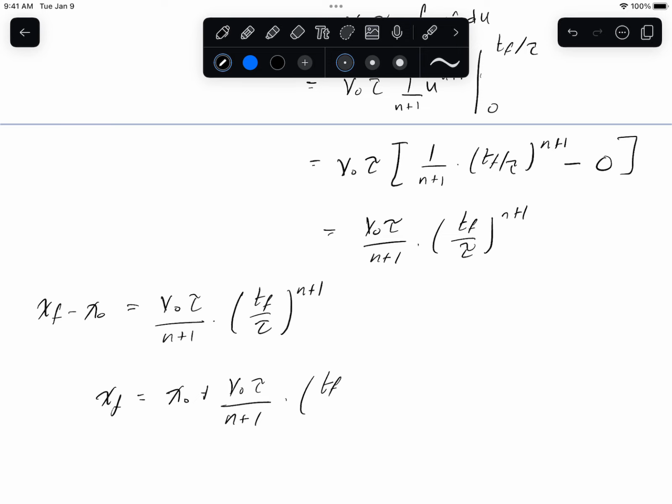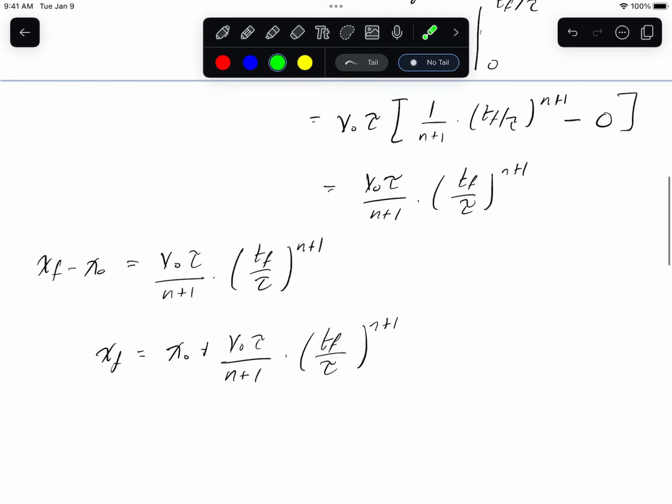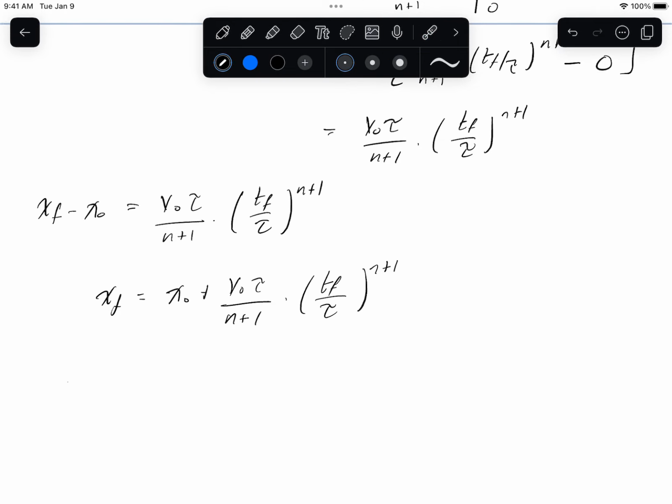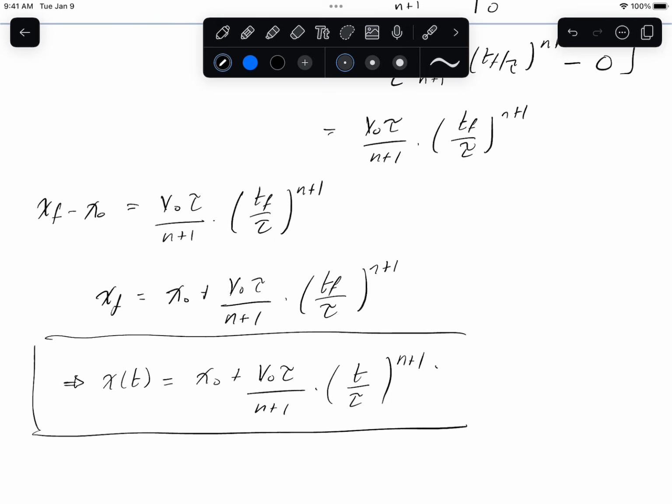Now, the thing that I want you to notice when I have this expression over here is that tf could be anything we want, right? So since tf could be anything we want, we could actually just set tf equal to t. And if we do that, that is telling me that x at time t is equal to x naught plus v naught tau over n plus 1 times t over tau to the n plus 1, right? And this is my final solution.